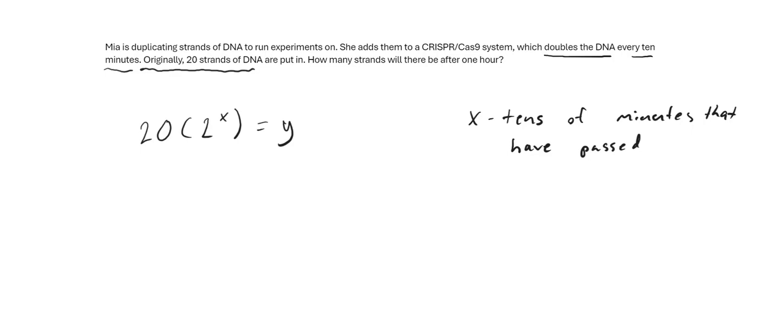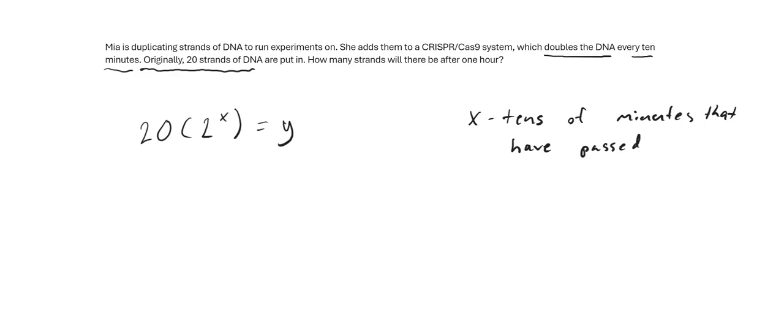Okay, so let's just go through every part of the equation again real quick. So we've got 20, that's the original amount of strands of DNA that were put in. 2 as a base, that represents the DNA doubling. And then we've got our x variable, which represents the tens of minutes that have passed. That is to confirm that the DNA is doubling every 10 minutes.